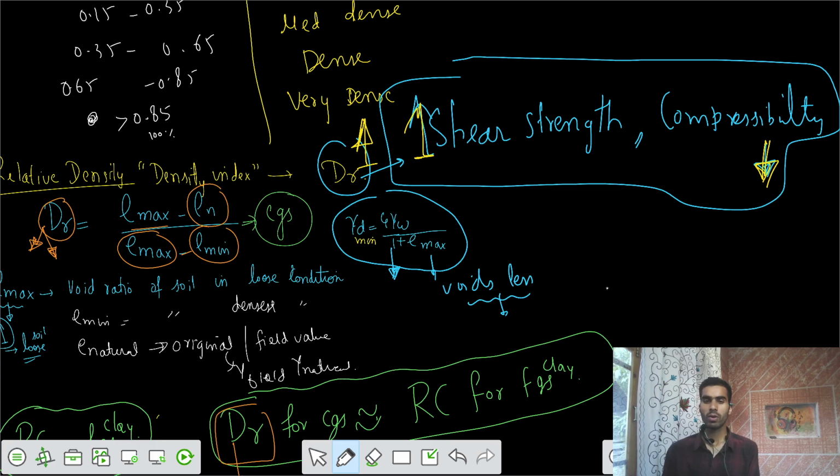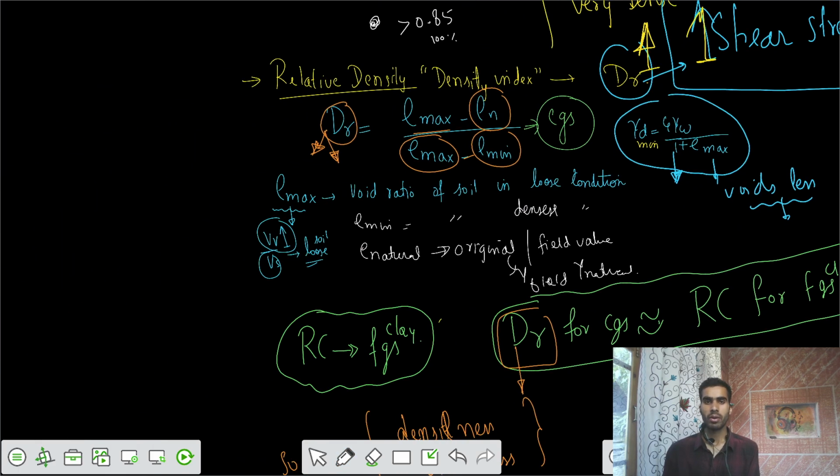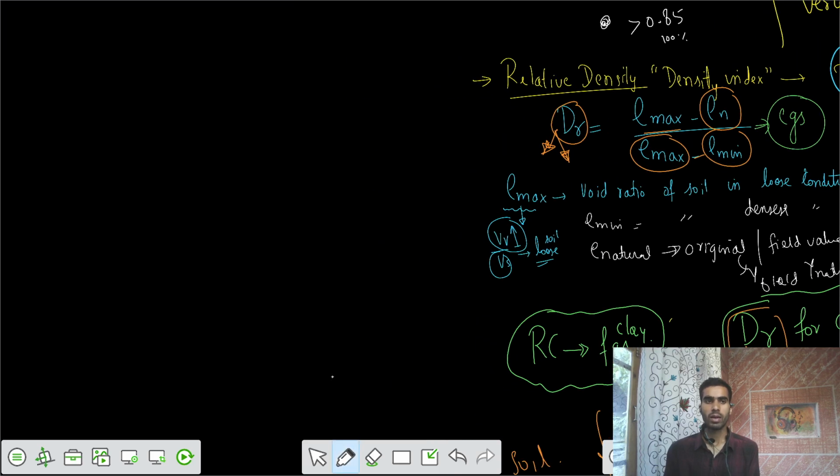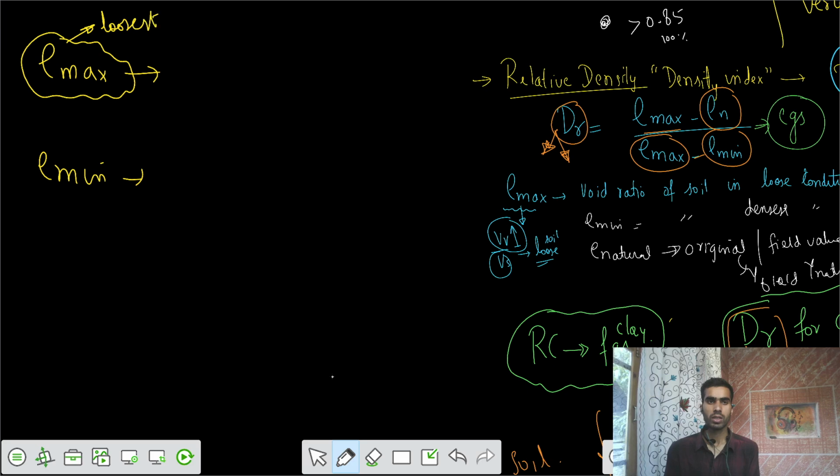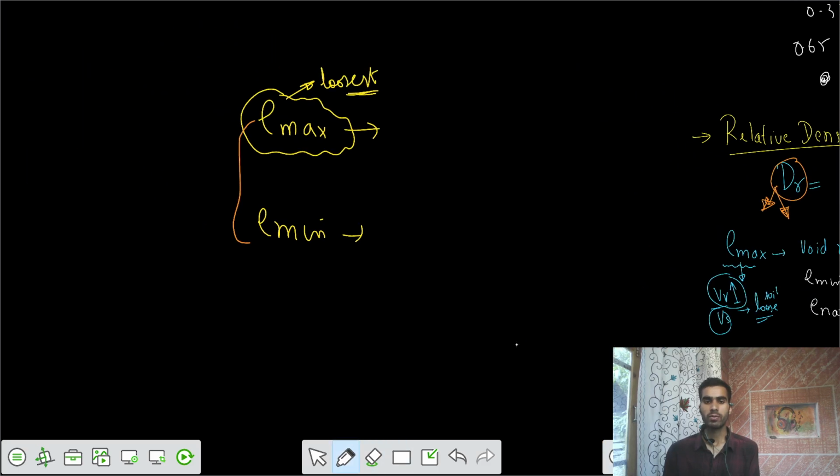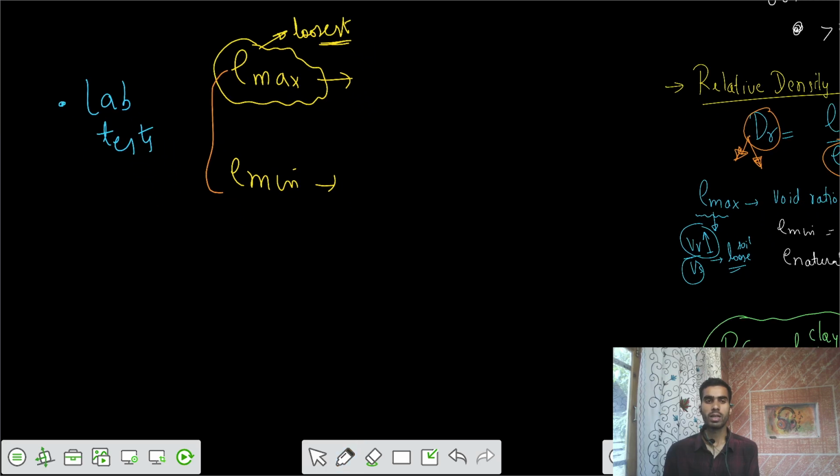Now, how do you get the value of Emax and Emin? In one of the lectures we already taught you Emax and E minimum. Emax is the void ratio corresponding to the loosest condition. So I had to make the soil sample loose. Both of these values for the soil are obtained from tests performed in the lab. So both are lab tests.